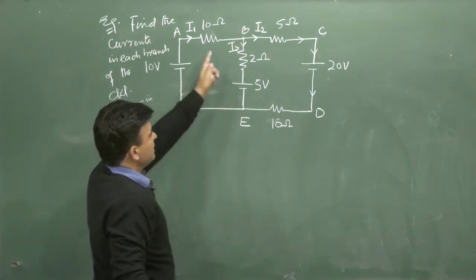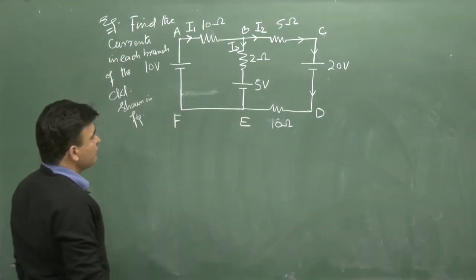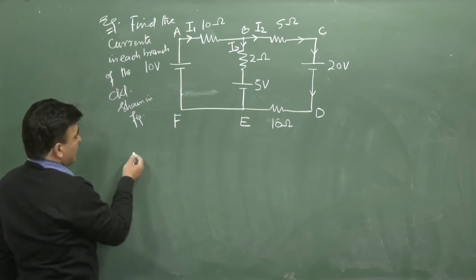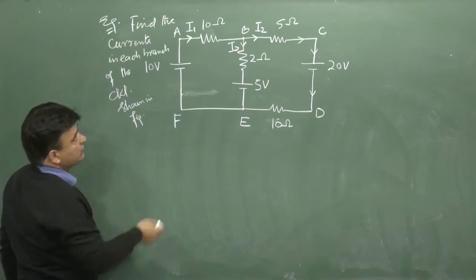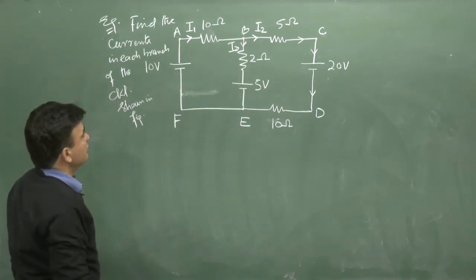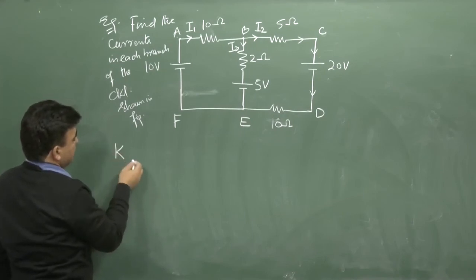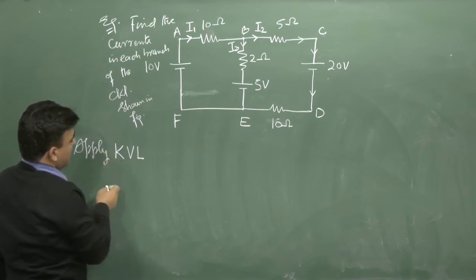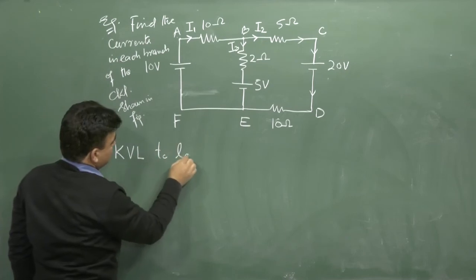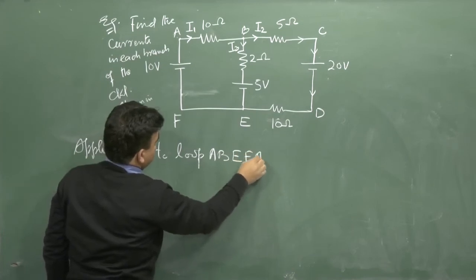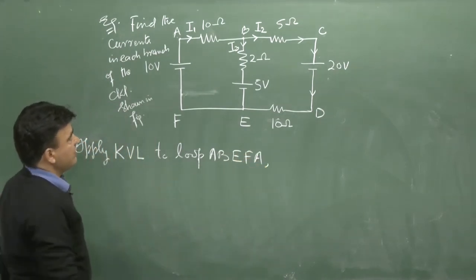Now, if the currents are flowing like this, we can apply Kirchhoff's voltage law in order to get the currents I1, I2 and I3. While doing so, we will consider first of all the loop A, B, E, F, A, where I am going to apply Kirchhoff's voltage law. So you write: apply KVL, apply Kirchhoff's voltage law to loop A, B, E, F, A.